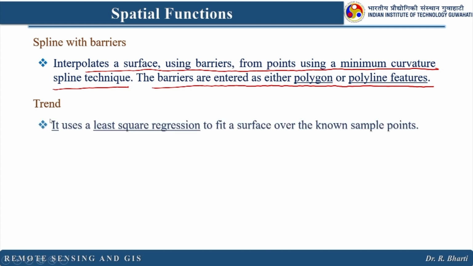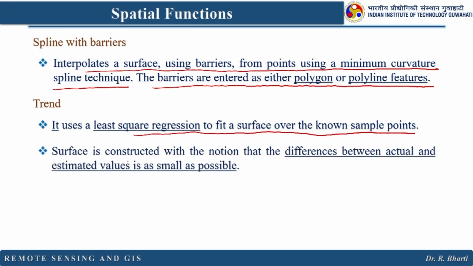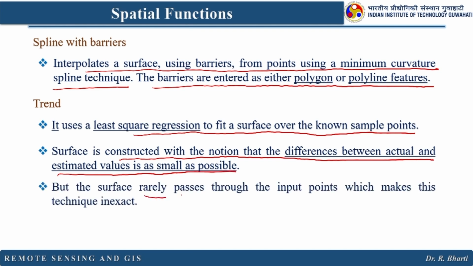Now the next one is trend. So you might have heard about trend analysis. This is just part of that. It uses a least square regression to fit a surface over the known sample points. The surface is constructed with the notion that the difference between actual and estimated values is as small as possible, but the surface rarely passes through the input points, which makes this technique inexact.